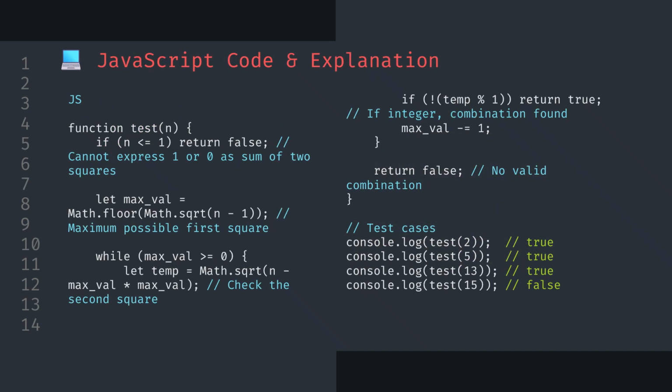We first calculate the largest possible first square and loop downward. For each candidate, we subtract its square from the target and check if the remainder is a perfect square. This ensures we cover all possible pairs efficiently.